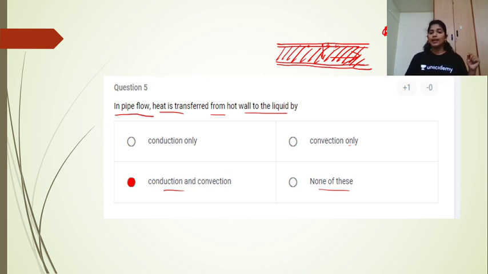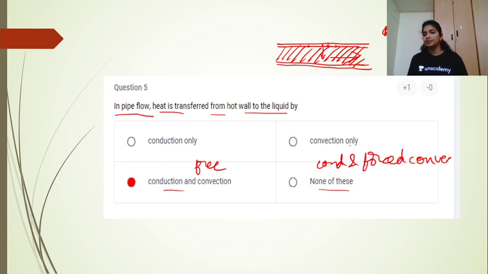Okay. So if they give conduction and free convection as an option, and a fourth option as conduction and forced convection, then what will be the correct answer? Forced convection means the heat transfer through convection takes place only if you supply external energy. But here, they have mentioned that it is a hot wall and the heat is transferring from the hot wall to the liquid, right? So there is no need of using any external energy for this heat transfer. Because of the temperature difference, the heat will be transferred through convection easily. So it will be conduction and free convection.